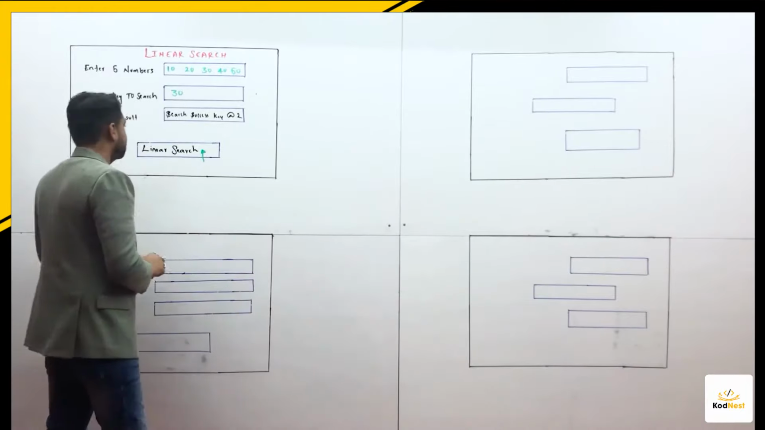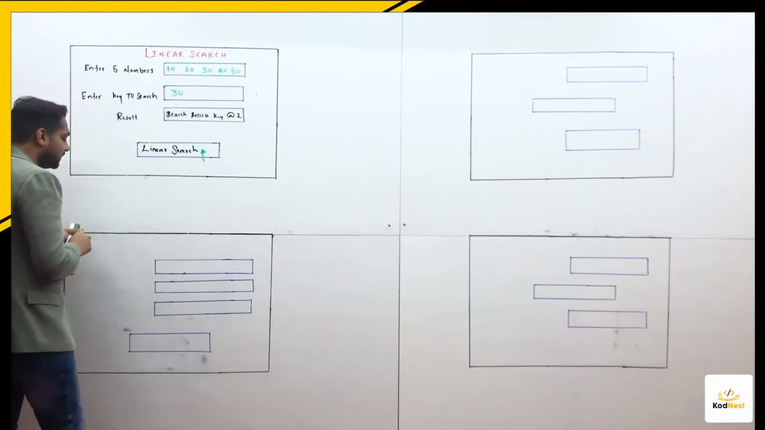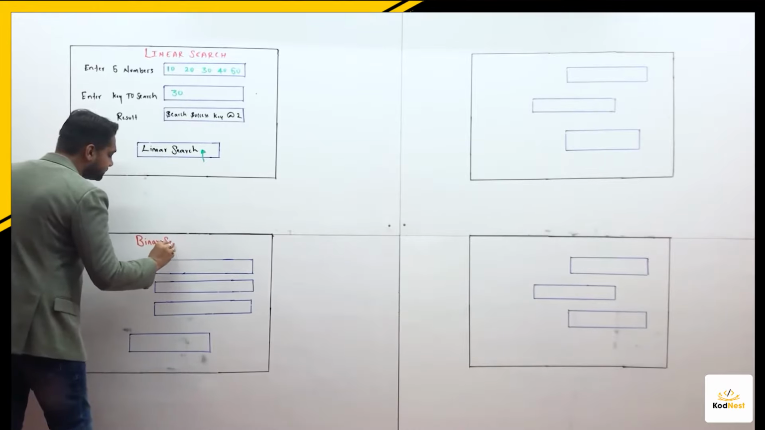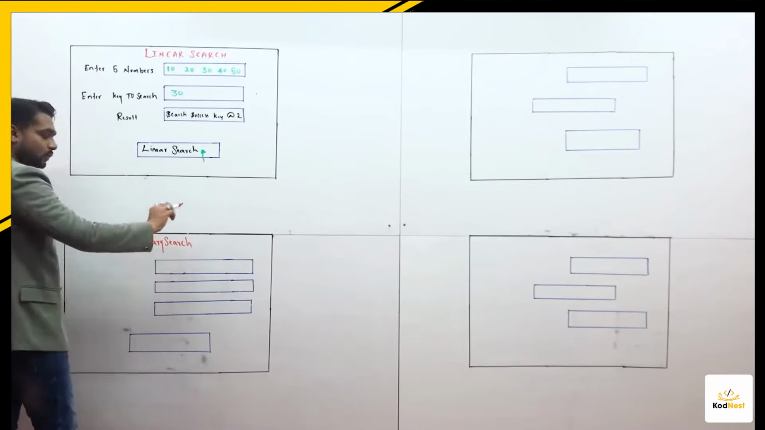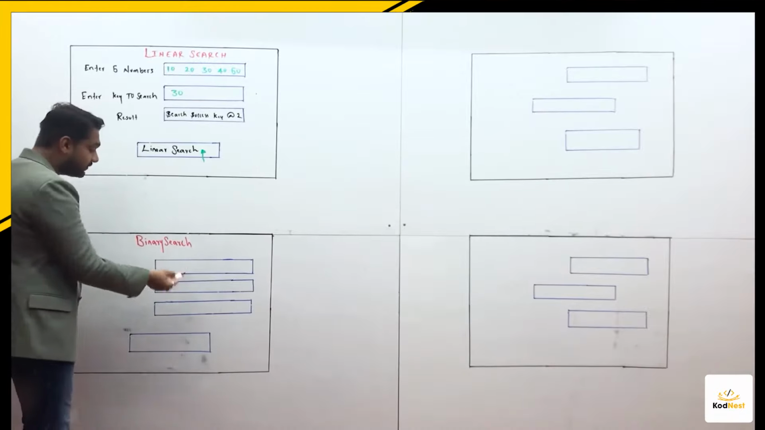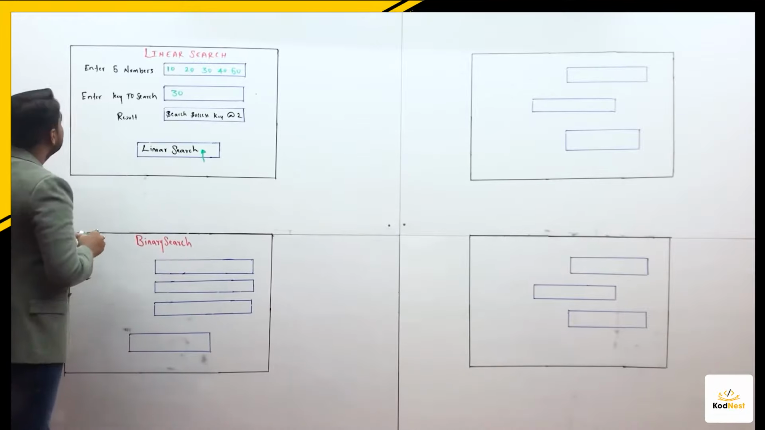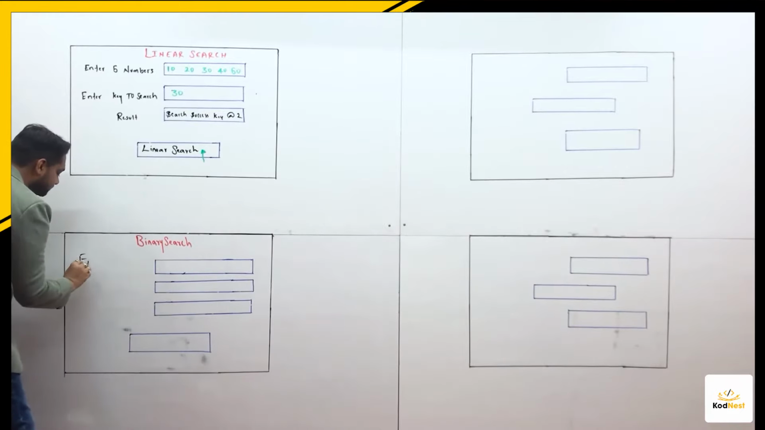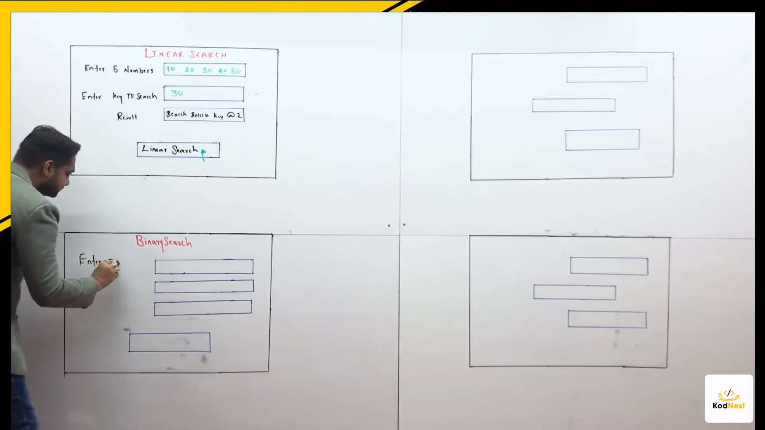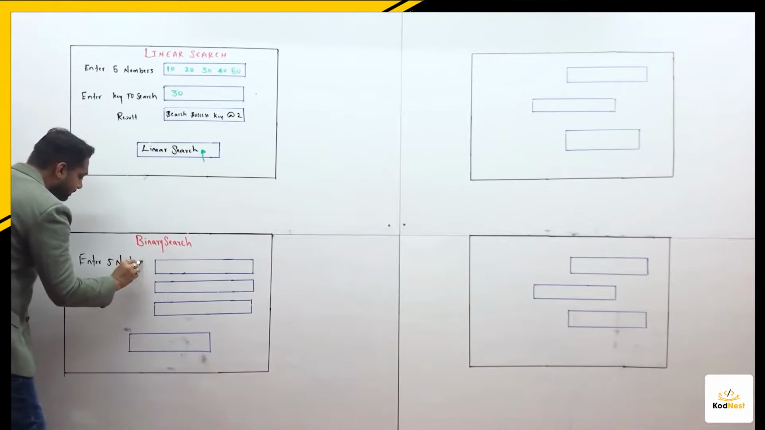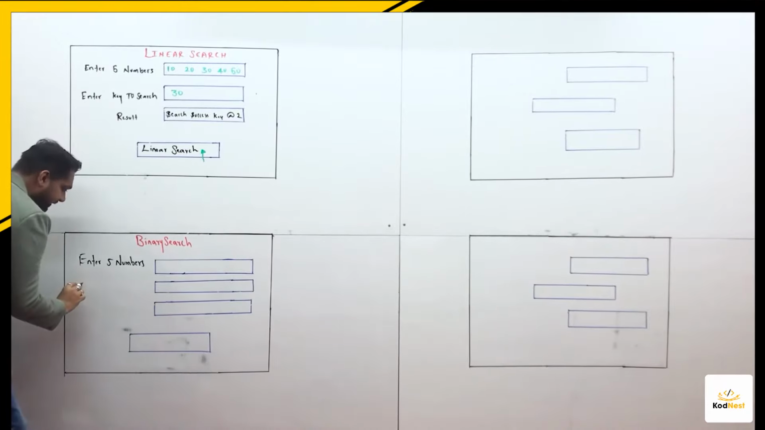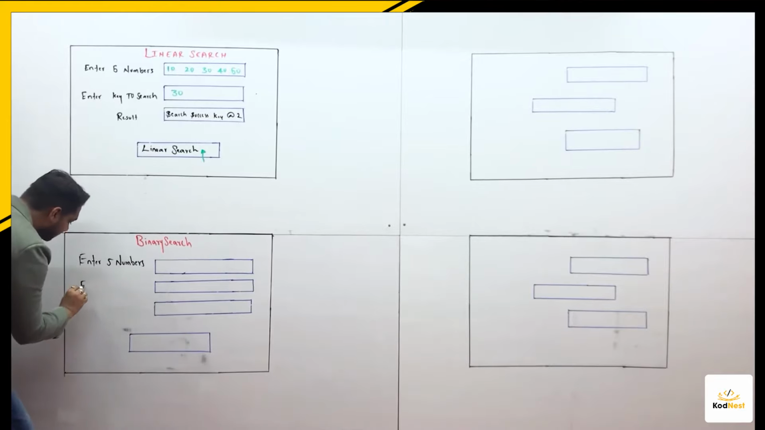Okay, sir. Next what? Next, I have something called binary search. One more JFrame. This is a new software, a new application, binary search. Here you should have Enter 5 numbers, like this, and you will have Enter key to search.